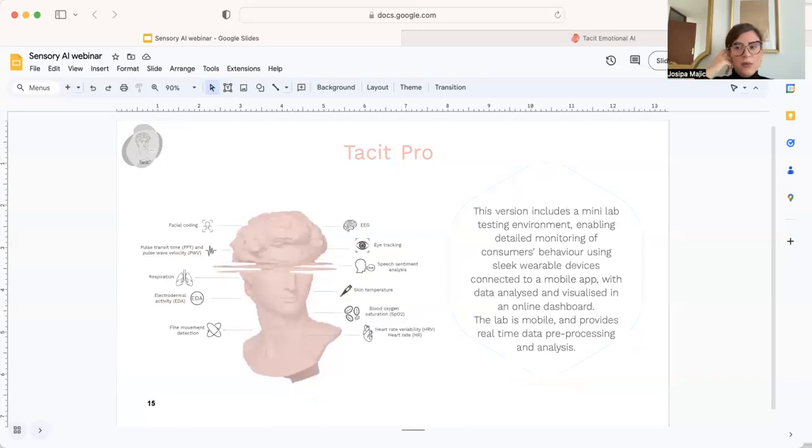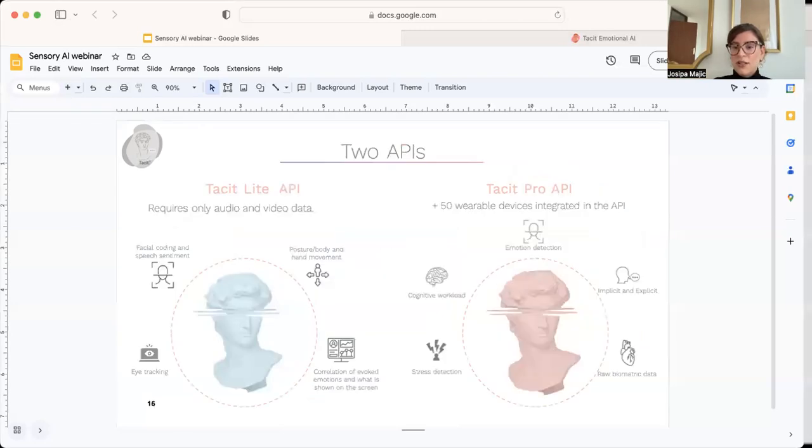As opposed to that, we have Tacit Pro, which usually requires what we call a mini lab testing environment, which are typically sleek wearable devices, off-the-shelf devices that you can buy anywhere in the market, are fully certified and easy to use. And then we use that to collect and analyze consumer behavior at scale.